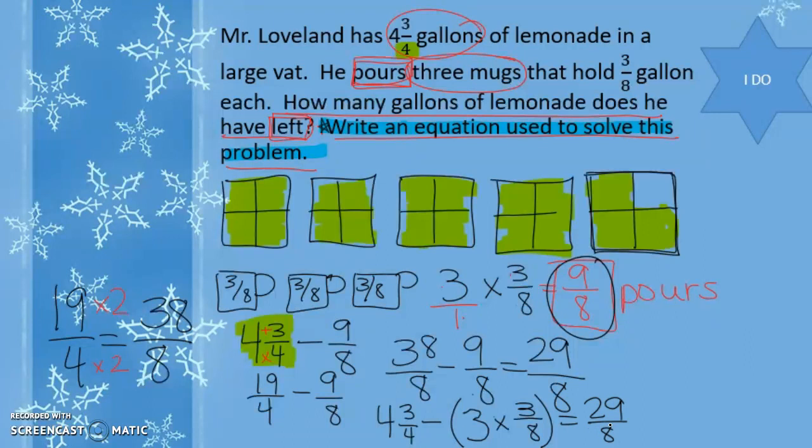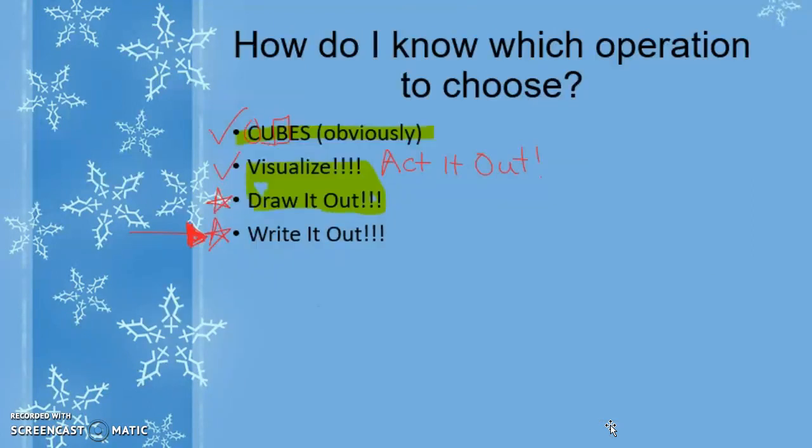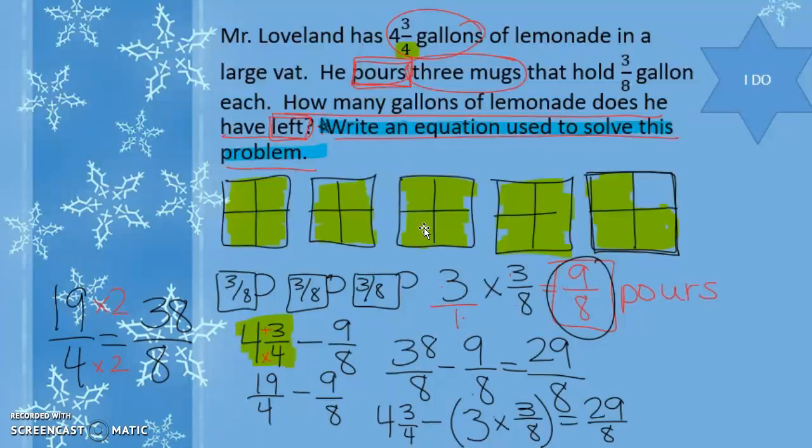eighths. I hope this helps you understand how we have to take our time. We can use visualization, drawing it out, and writing it out to help us solve or interpret word problems.